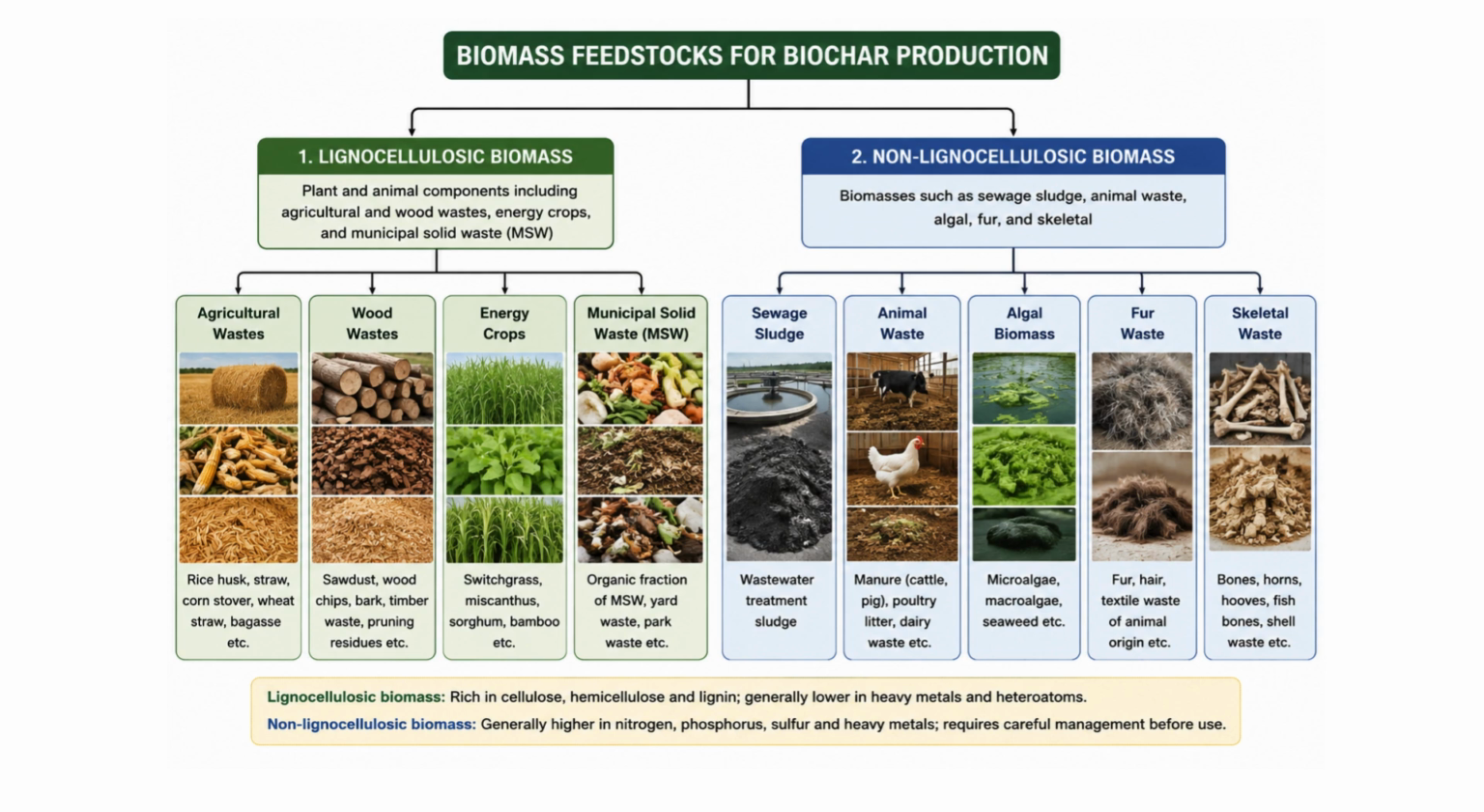This diagram presents different biomass feedstocks used for biochar production. These feedstocks are broadly classified into lignocellulosic biomass and non-lignocellulosic biomass. Lignocellulosic biomass includes agricultural residues such as rice husk, straw, corn stover, bagasse, wood chips, sawdust, bark, energy crops, and municipal solid waste. These materials are rich in cellulose, hemicellulose, and lignin. Non-lignocellulosic biomass includes sewage sludge, animal waste, algal biomass, fur waste, and skeletal waste. These materials generally contain higher levels of nitrogen, phosphorus, sulfur, and heavy metals. Therefore, careful management is often required before their use in biochar production.